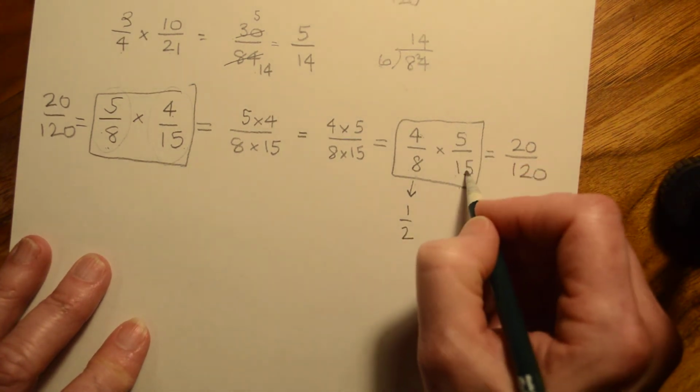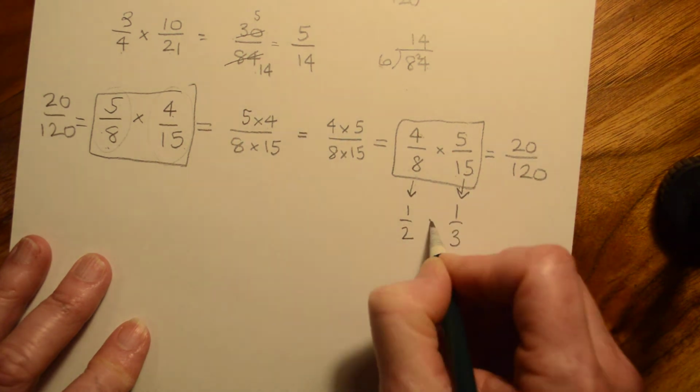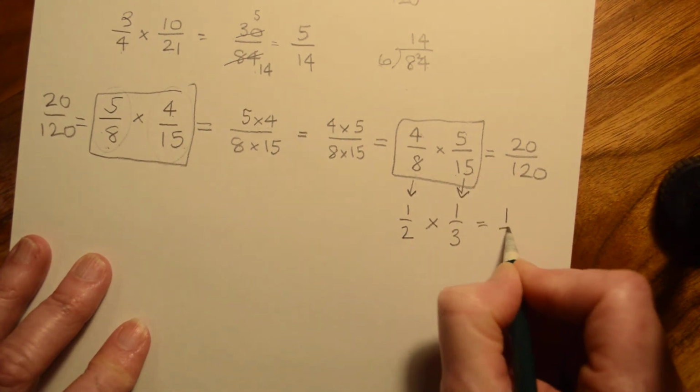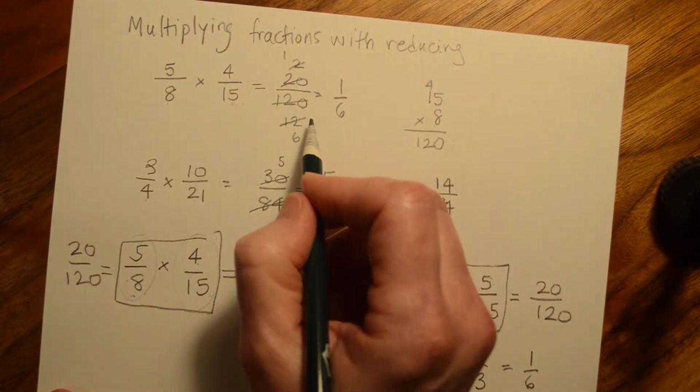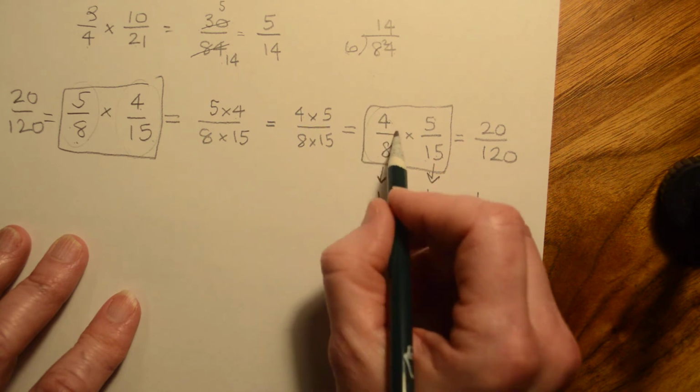5/15, 5 goes into each of them. This reduces to 1/3. And then 1/2 times 1/3 is 1/6. That's the same thing that we got up here, but we reduced in this problem when the numbers were small.